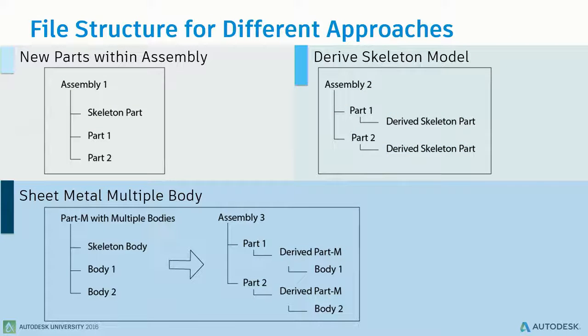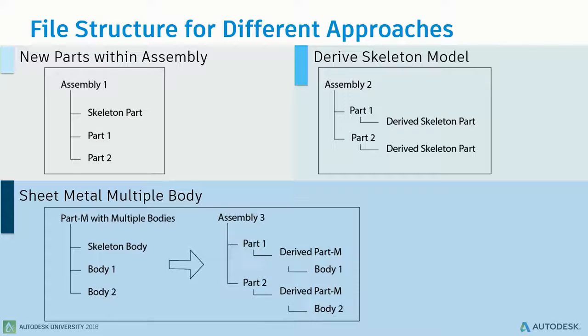So from the file structure, usually for the first one, I only give examples for a simple case. So you can imagine how to use it in a big assembly. Assembly 1 has a skeleton part in it, and you create part 1, 2, 3 by geometry reference on the skeleton part. And this one is assembly 2, where you have different parts, but each part derives the skeleton part inside the part.